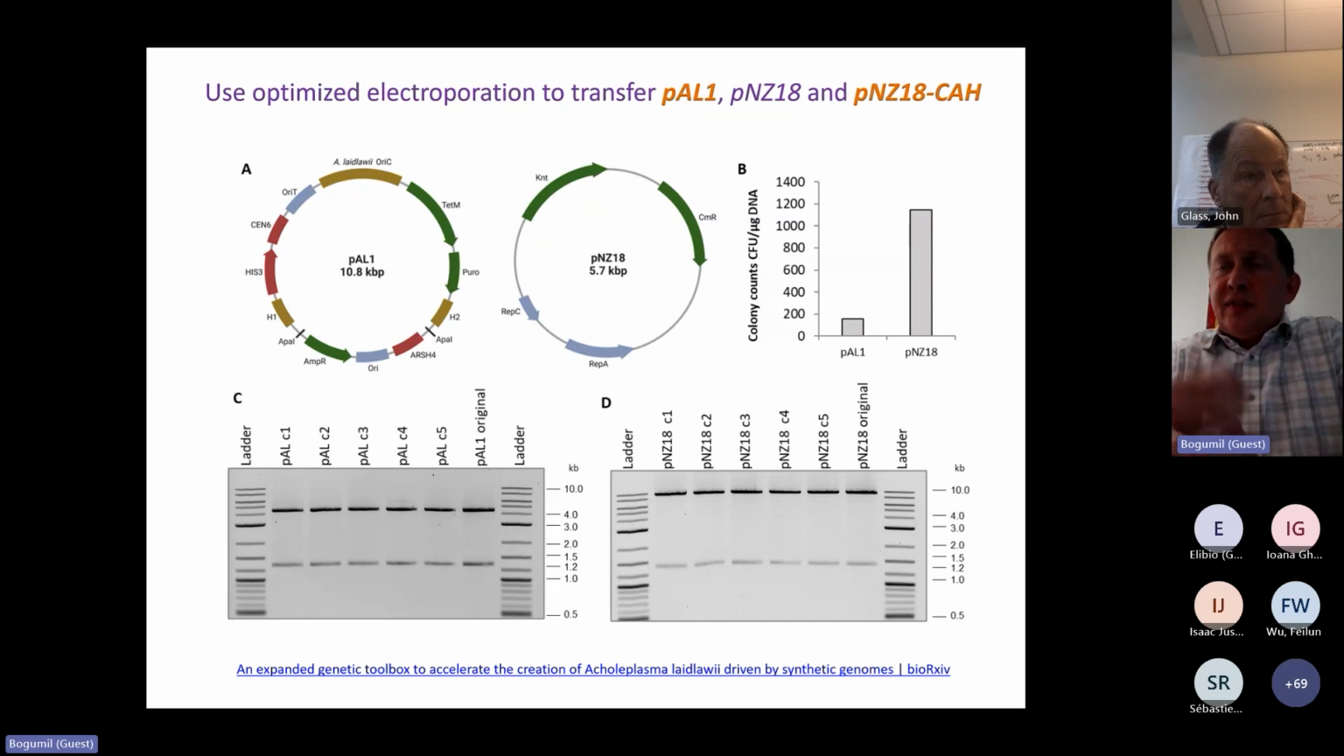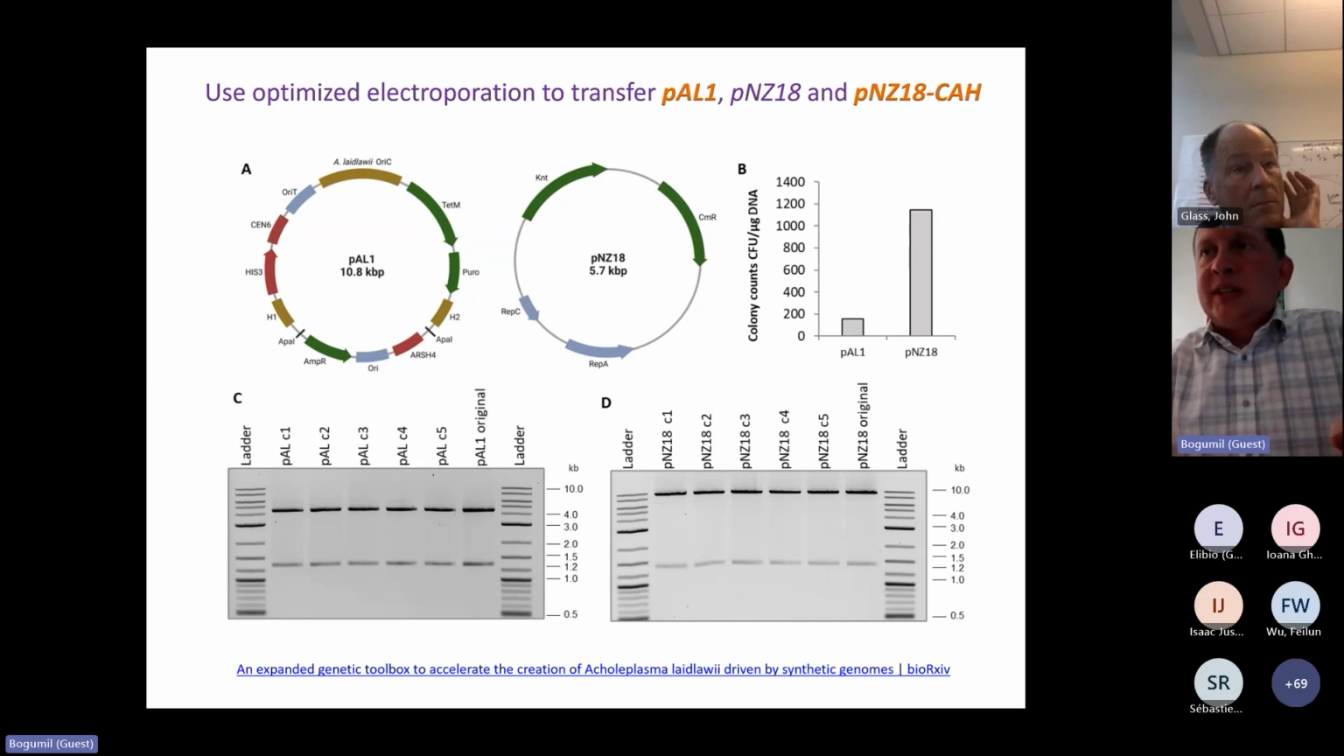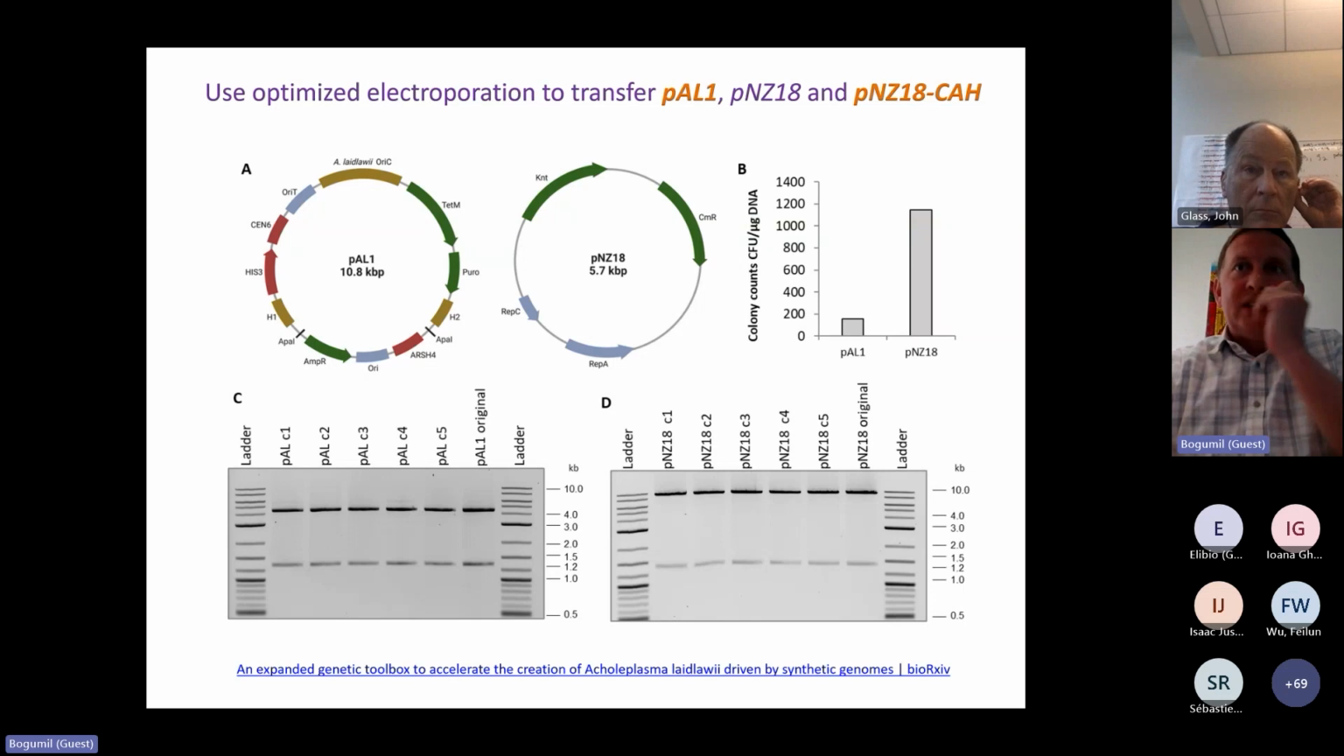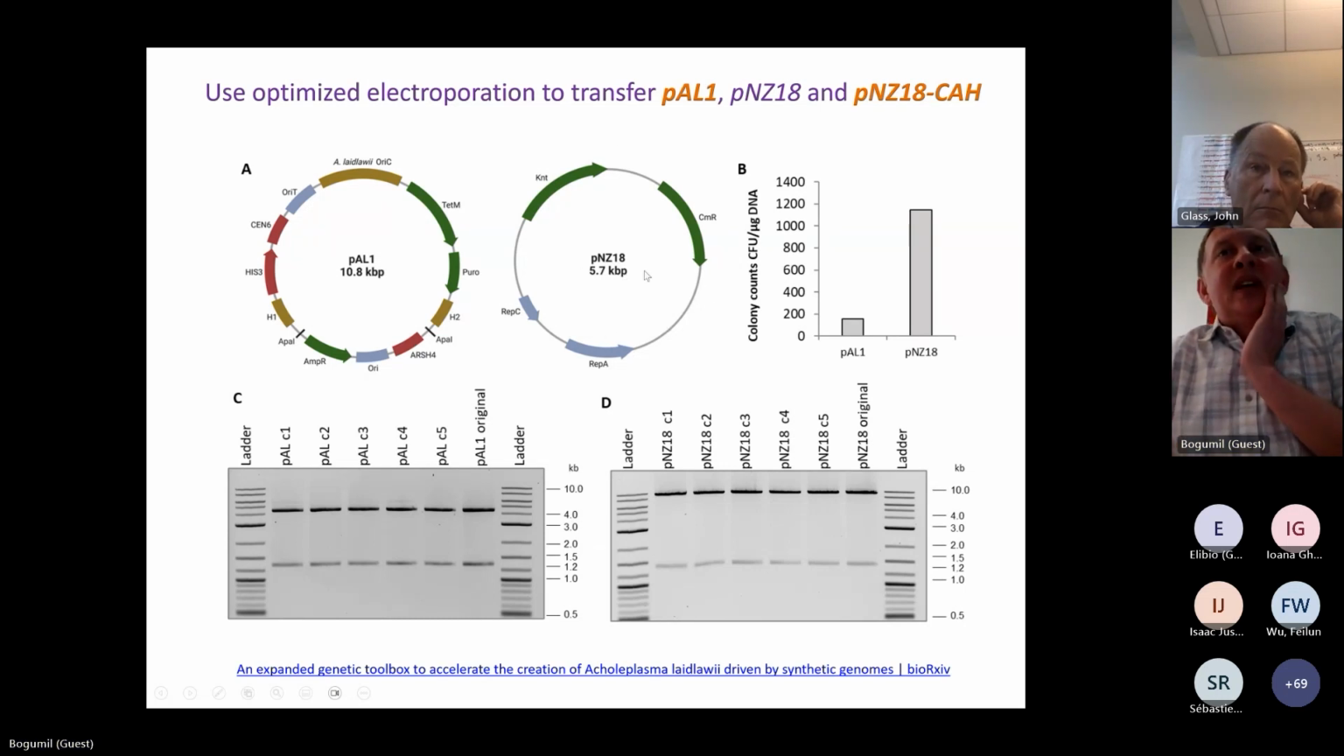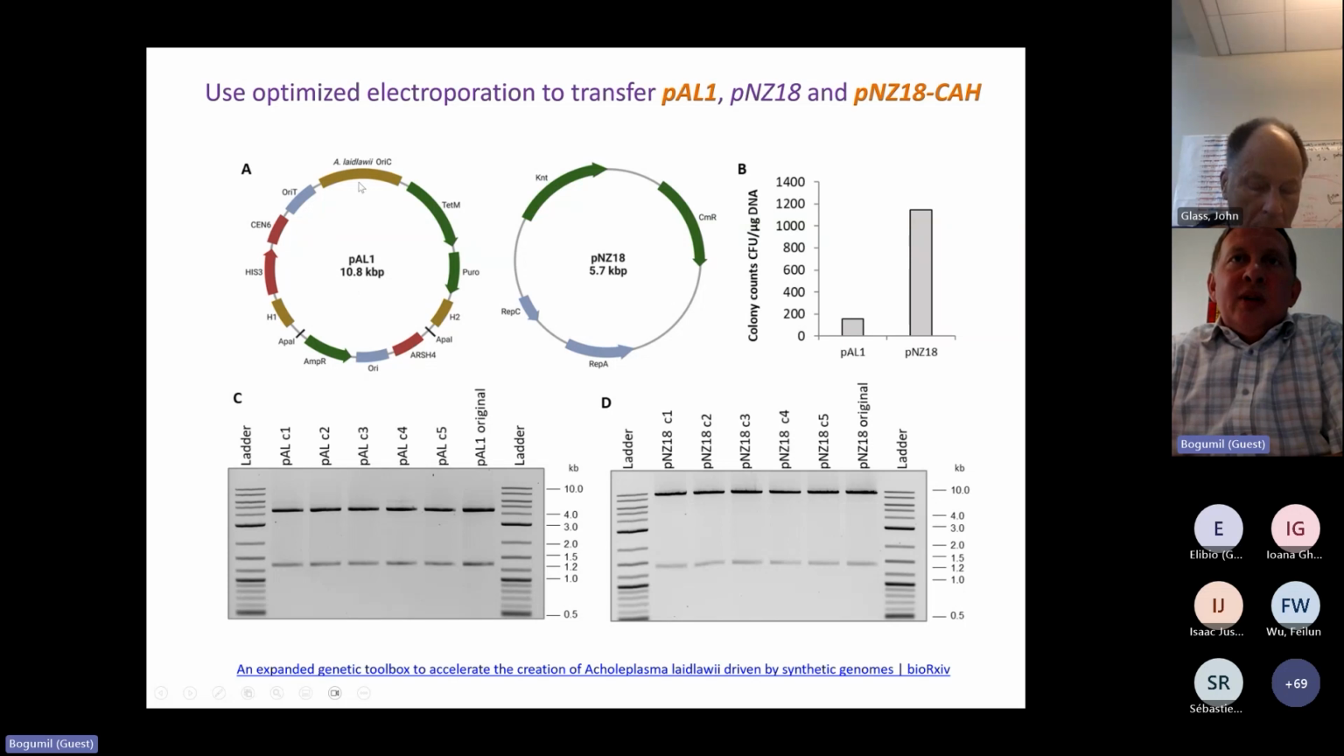Now, the first step we want to do, as Carole and others did, in order to develop genome transplantation, is to optimize DNA transfer with plasmids. There was an existing plasmid, pNZ18, with neomycin selection, that we obtained. We started using this plasmid, and in addition we developed our own plasmid with an Acholeplasma origin of replication, and a slightly larger plasmid with tetracycline resistance.